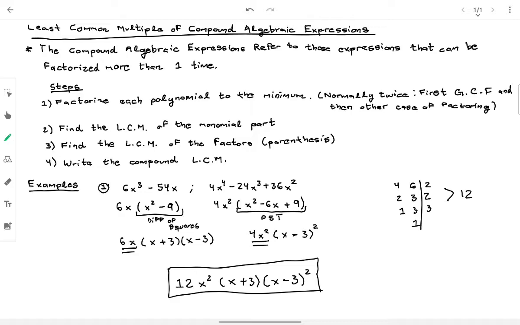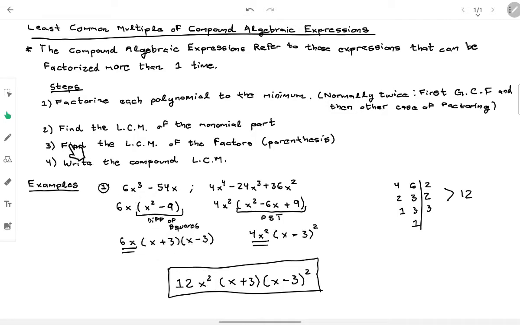So the idea is basically the same as I was telling you. We do the factoring of every polynomial. In this case, we need to do it twice normally. After doing that, we need to look for the least common multiple of the monomial part. In this case, between 6x and 4x squared, I'm sorry. Between the numbers 6 and 4, the least common multiple is 12. Between x and x squared, the least common multiple is x squared.